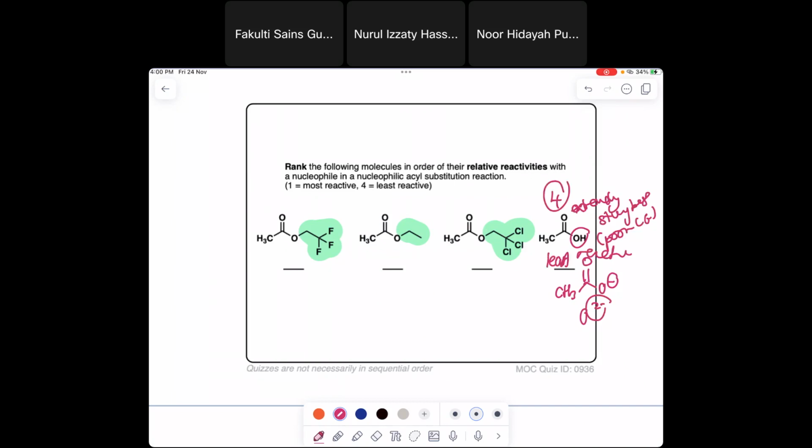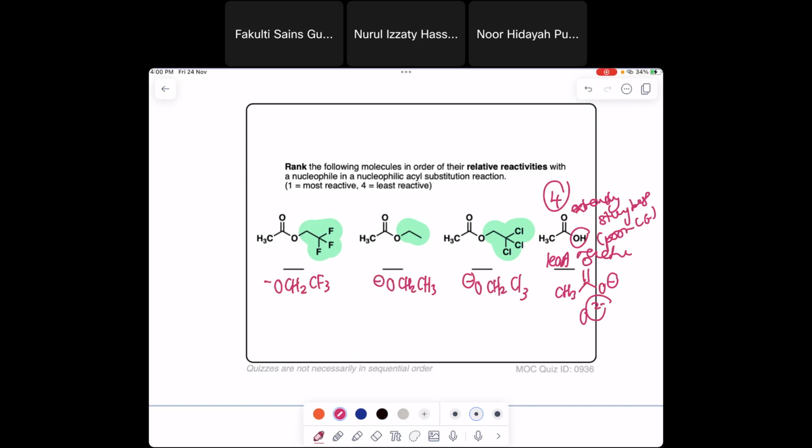Okay, nombor 3, 2, 1. Antara ni ester. Okay, semua ester. You have satu fluoro, satu kloro, and then you ada acetate. Mana satu? Tak apa, kita keluarkan dulu kat sini. Okay, dia nak keluar, dia akan keluar sebagai CF3 minus OCH2. The other one pun sama minus CH2Cl3. Kan?